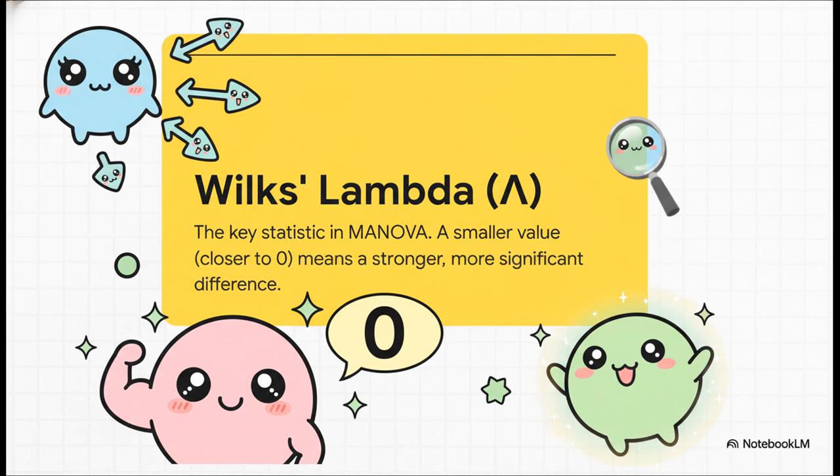Okay, so when you're looking at MANOVA results, the big number you're looking for is called Wilks lambda. All you really need to know is this. A smaller value is better, way better. It means there's a stronger, more significant difference between your groups. So if you see a Wilks lambda that's getting close to 0, that's your aha moment. A small number here is a really big deal.